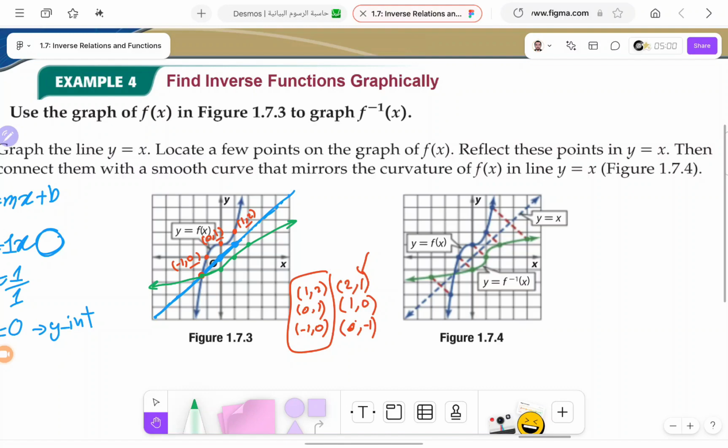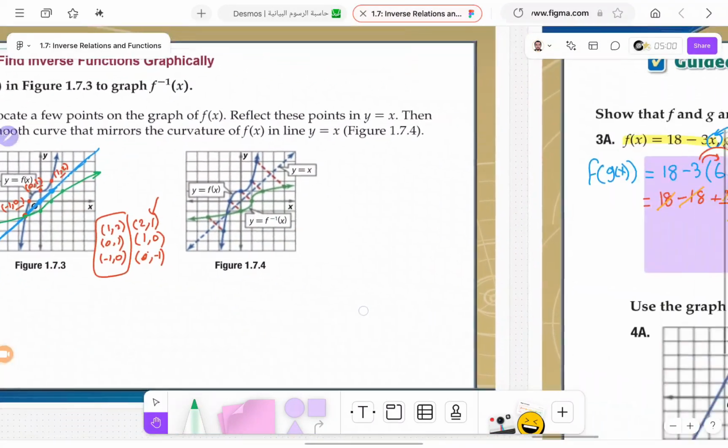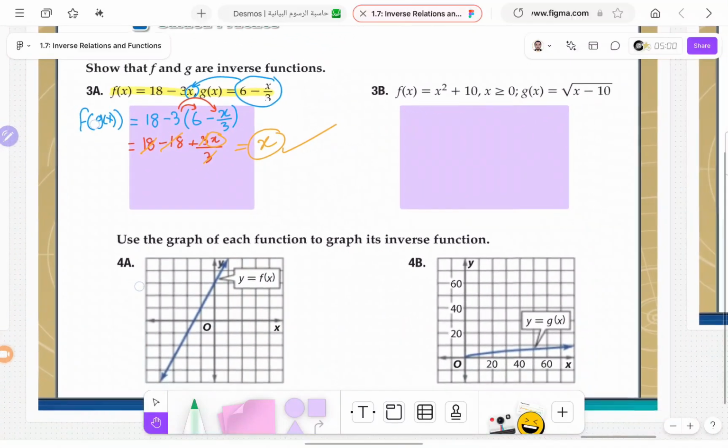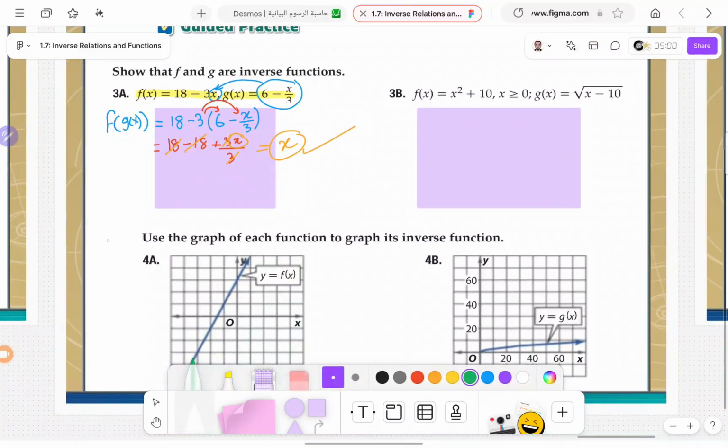I hope you understand this, and if you have any questions, please let me know. Now try to find the inverse for these 2 questions graphically, and if you need any help, please let me know.